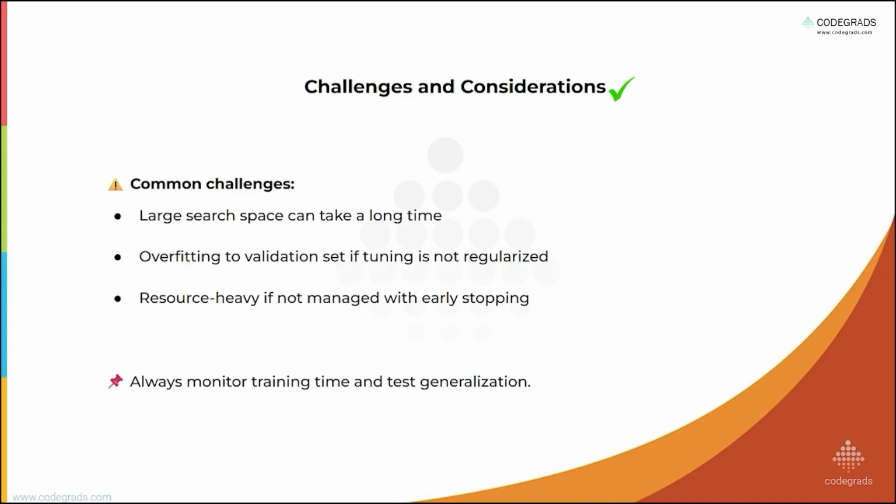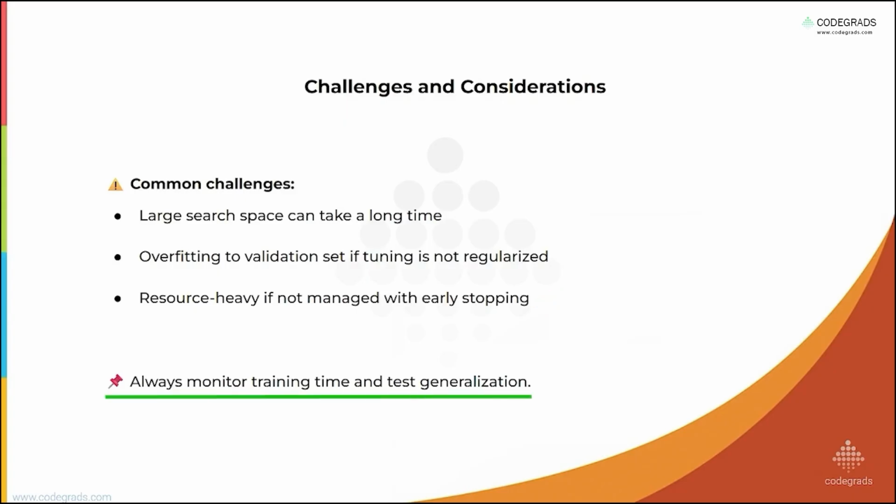Now, challenges and considerations. We can consider the disadvantages of Keras Tuner. A large search space can take a long time. So if we give a large range of values for a particular parameter like the number of layers, then it can take a long time. Overfitting to the validation set can occur if tuning is not regularized. Overfitting issues can be faced if the tuning is not done properly. It is resource heavy if not managed with early stopping. This early stopping parameter is most important. If we do not give attention to the early stopping method, then it is really resource heavy.